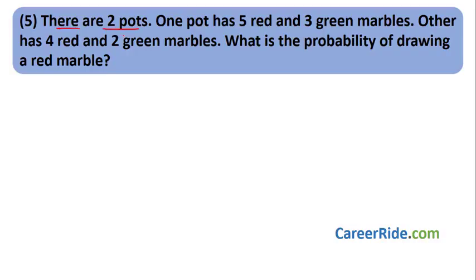There are 2 pots. One pot has 5 red and 3 green marbles. Other has 4 red and 2 green marbles. What is the probability of drawing a red marble? Now pay very close attention over here. This is a very easy sum, but this is the kind of sum where if you do not pay attention to what is asked, you will get the wrong answer 100% of times. Every time you will get a wrong answer if you do not pay attention to what exactly is asked. Okay, what have they given? There are 2 pots.